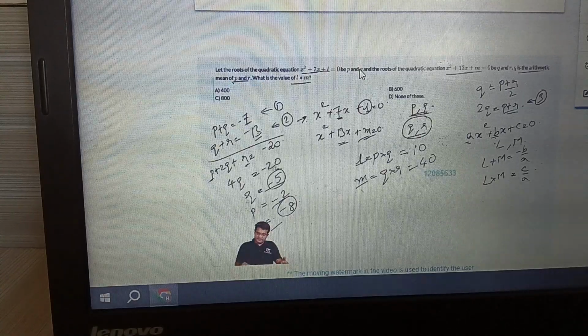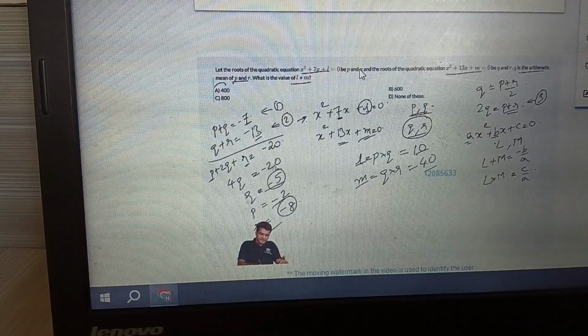So the value of L into M will be equal to 10 into 40, which is 400, which is option A.